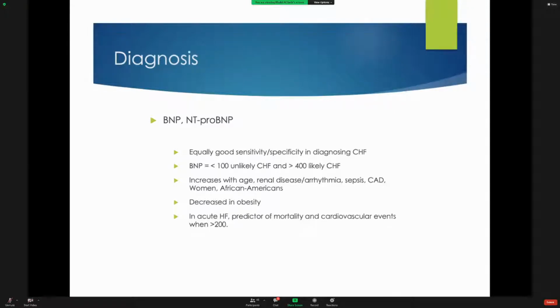BNP is more for congestive heart failure, troponin more with ischemic heart disease.